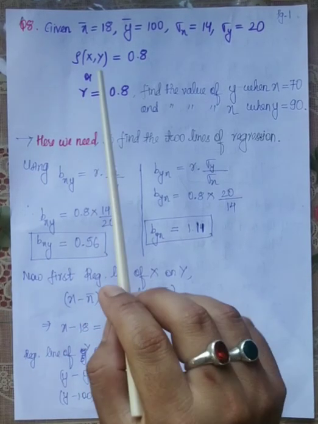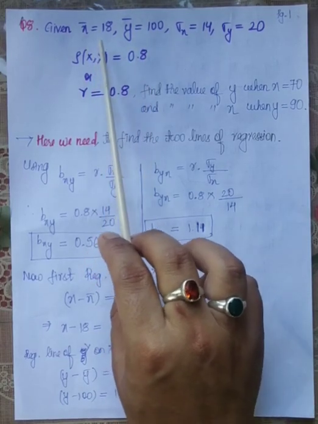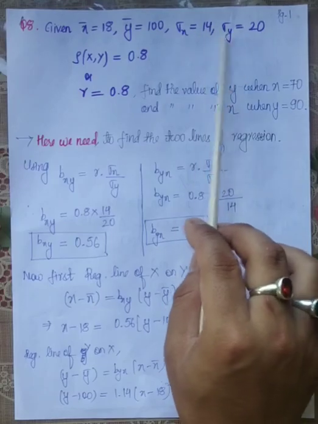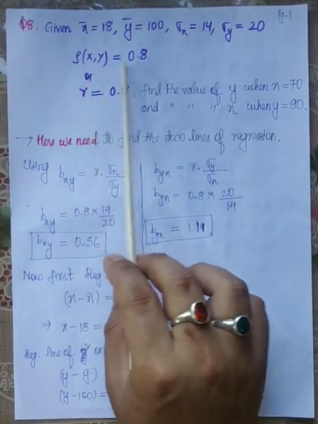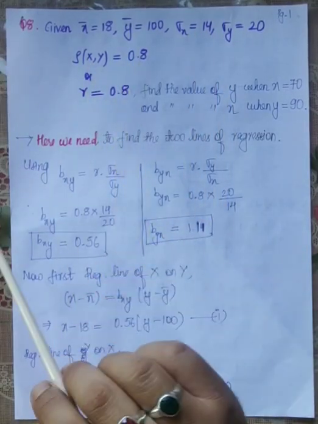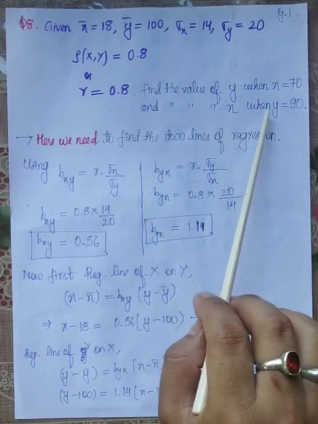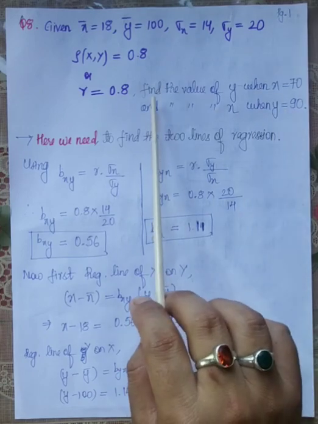Yesterday we finished till question number 7, and today I'm starting with question number 8. The question says: given x bar, y bar, the means of x and y, sigma x, sigma y, the standard deviations of x and y, and rho, which is the value for r. Find the value for y when x is 70 and the value for x when y is 90. Read the question properly.